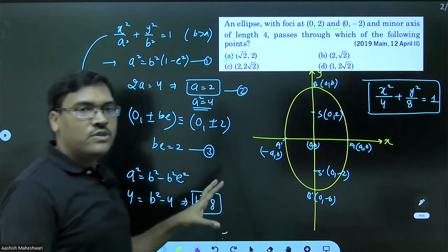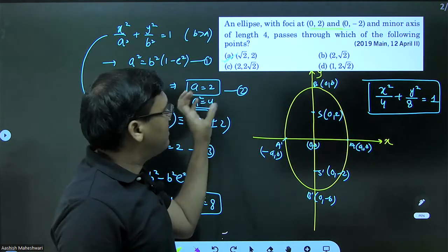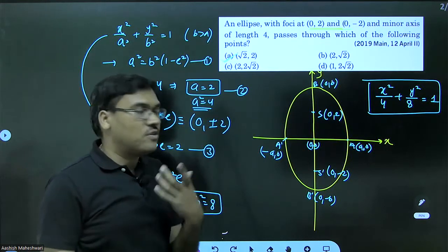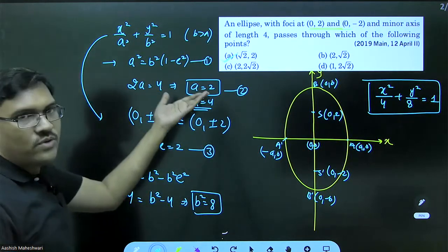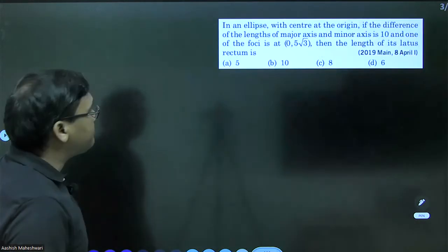So I'm just solving the question. You can just check the answers and calculations, right? So you have the basic idea how to approach the questions of ellipse, right? So this is a very easy question. Now let's move to the next question quickly.